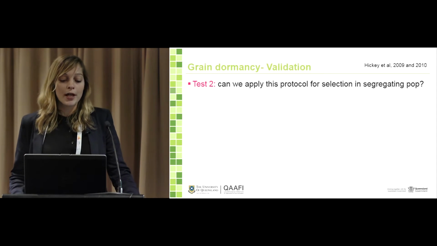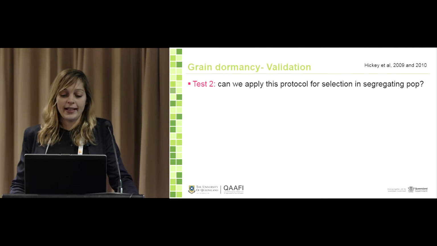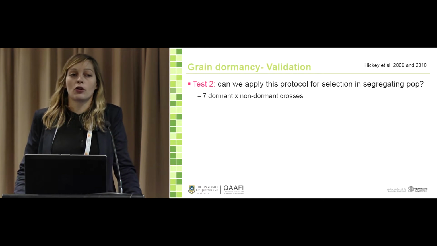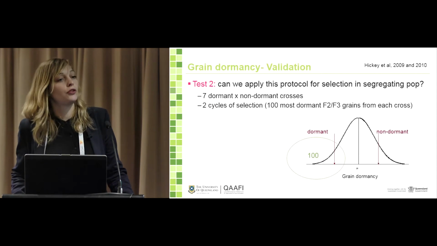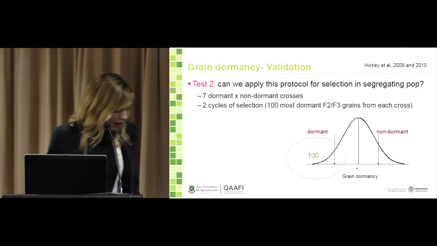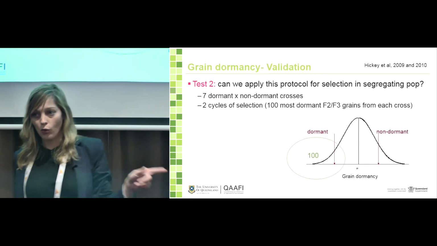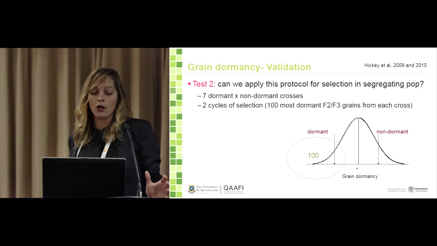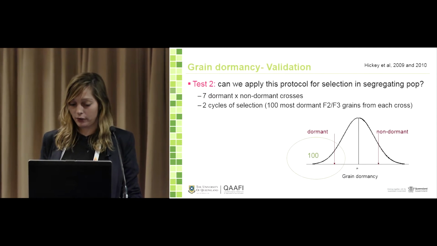Test number 2, we tested if we were able to apply this protocol for selection in a large population. So what we did is we used a population from a cross of a dormant and a non-dormant line. So this is the distribution you would expect when you cross a dormant parent with a non-dormant parent. You would have a normal distribution. And then we just selected for the 100 most dormant. And we did 2 cycles of selection at the F2 and F3 stages.